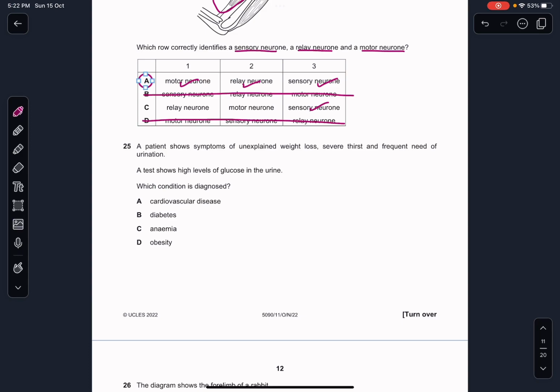A patient shows symptoms of unexplained weight loss, severe thirst, and frequent needs of urination. A test shows a high level of glucose in the urine. What condition is diagnosed? It is diabetes. It is a pretty straightforward answer.